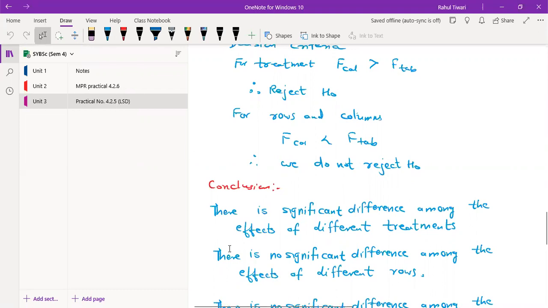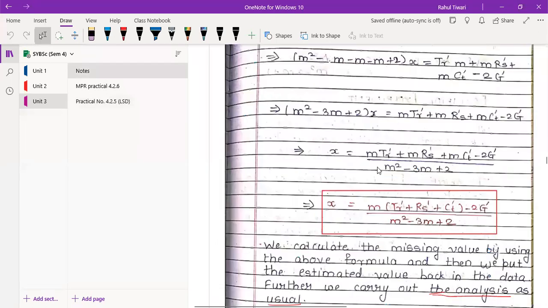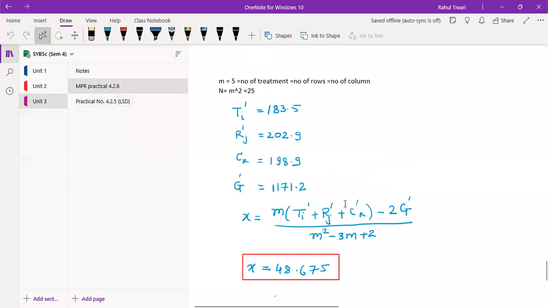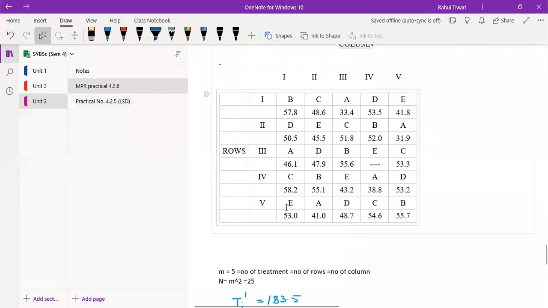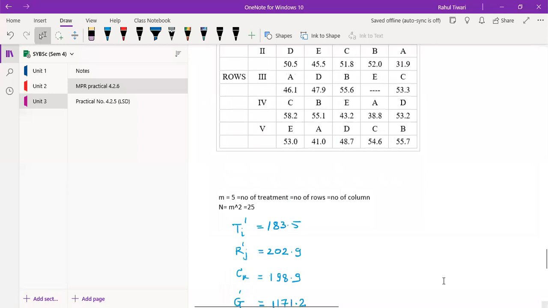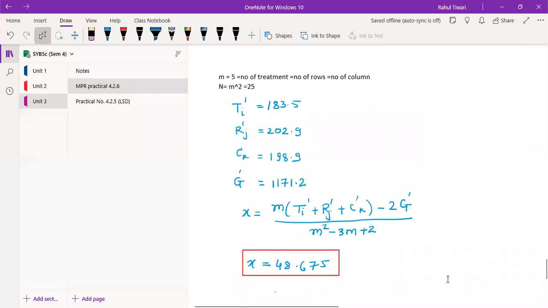Here you have been given the treatments, you have been given the rows, you have been given the columns, right? And you have an equal number of rows and an equal number of columns. So you can apply LSD. After that, you can do exactly the same as an LSD problem. What all did you calculate in LSD?